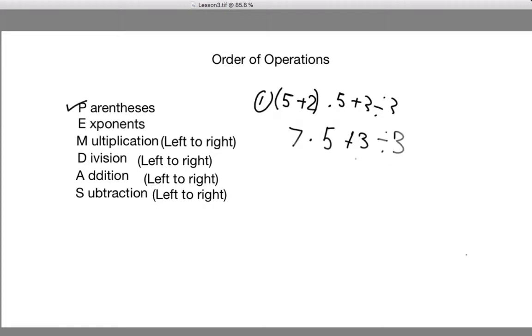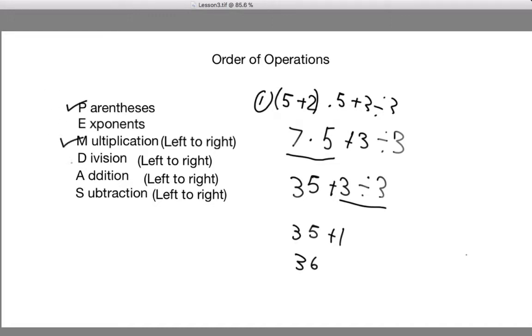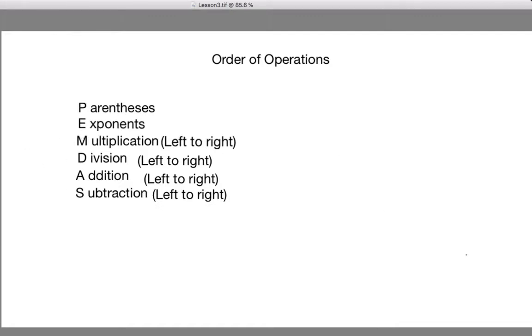Okay, good. Now let's solve from left to right, and the first thing we find is 7 times 5. 7 times 5 is 35, so we're going to write that out here: 35 plus 3 divided by 3. Next, we go again, and you see we have 3 divided by 3, which is 1. So that's 35 plus 1, and in the end, 35 plus 1 is 36. In this example, we used parentheses, multiplication, division, addition, and that's it. Okay, let's go on to another example.